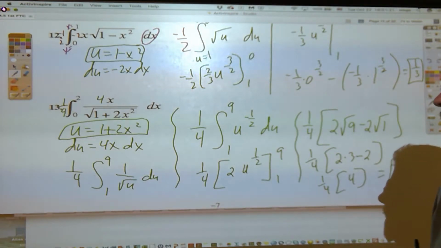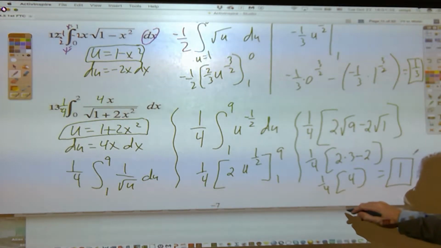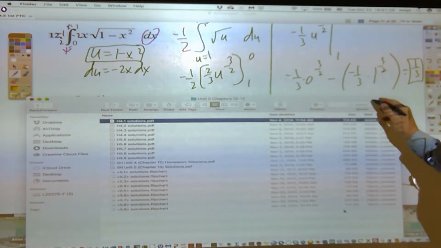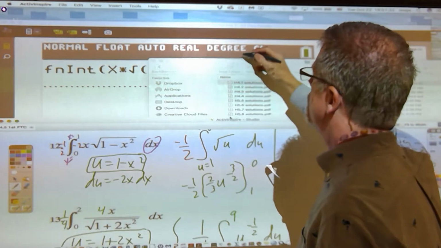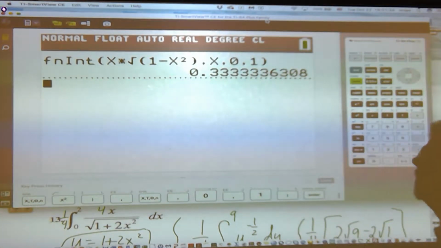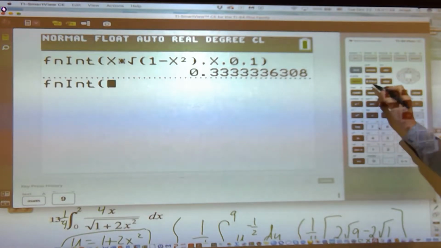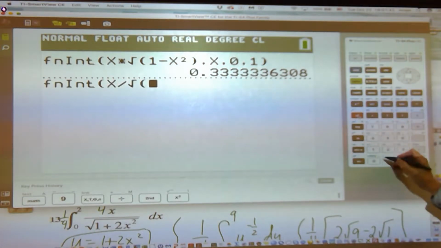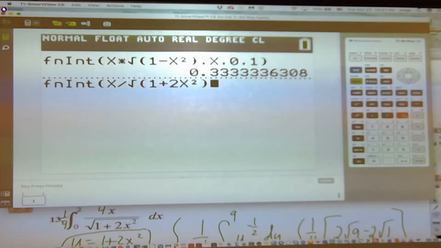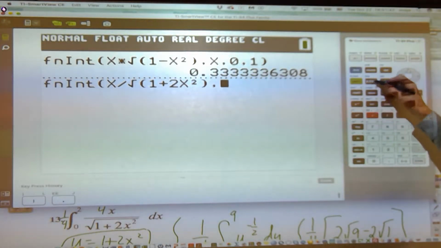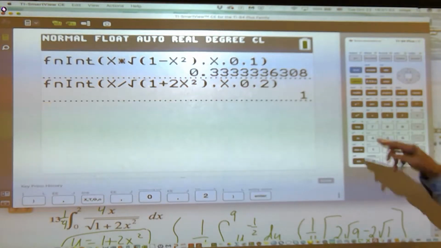This should come out to 1. And if we go to the calculator, we should get x over the square root of 1 plus 2x squared. So let's see if I can remember that. Actually, I'll put it on the bottom so I don't have to remember it. So on the calculator, when I type in math 9, of x divided by the square root of 1 plus 2x squared, close the square root, comma x, comma 0, comma 2, I should get the number 1, and whoa, that's correct.